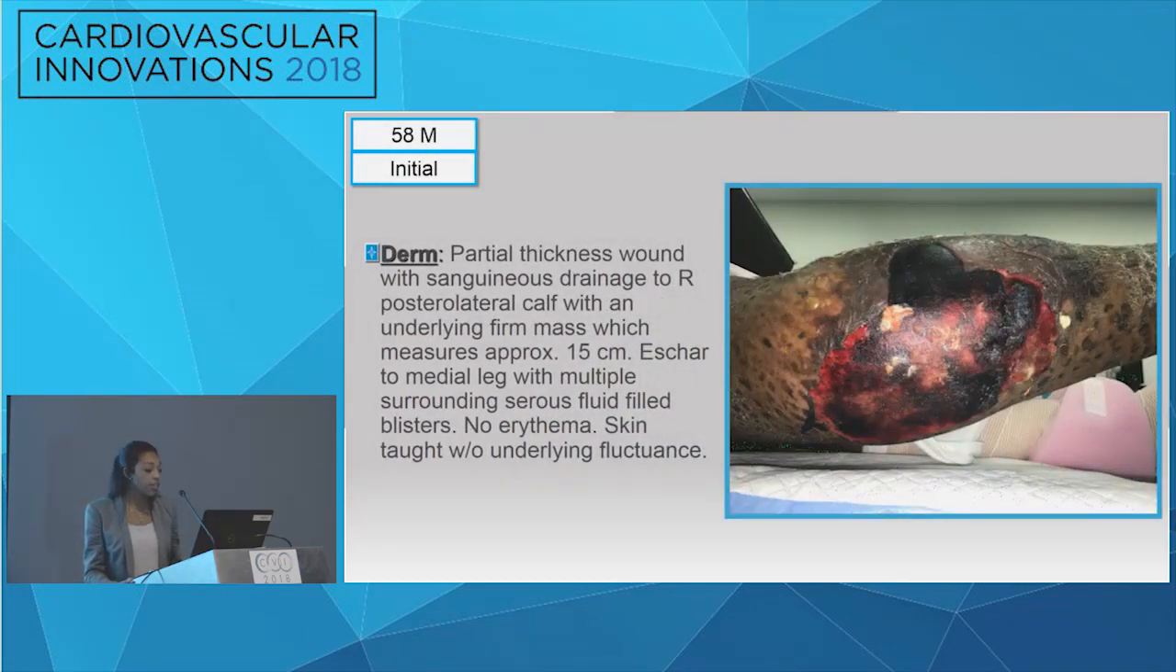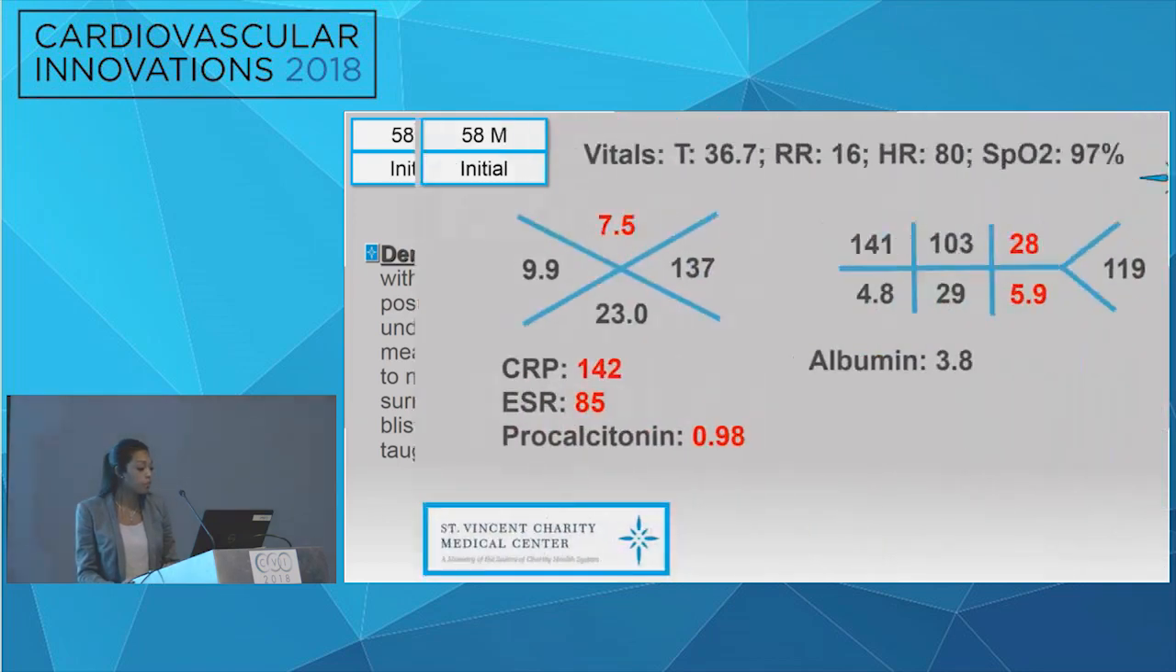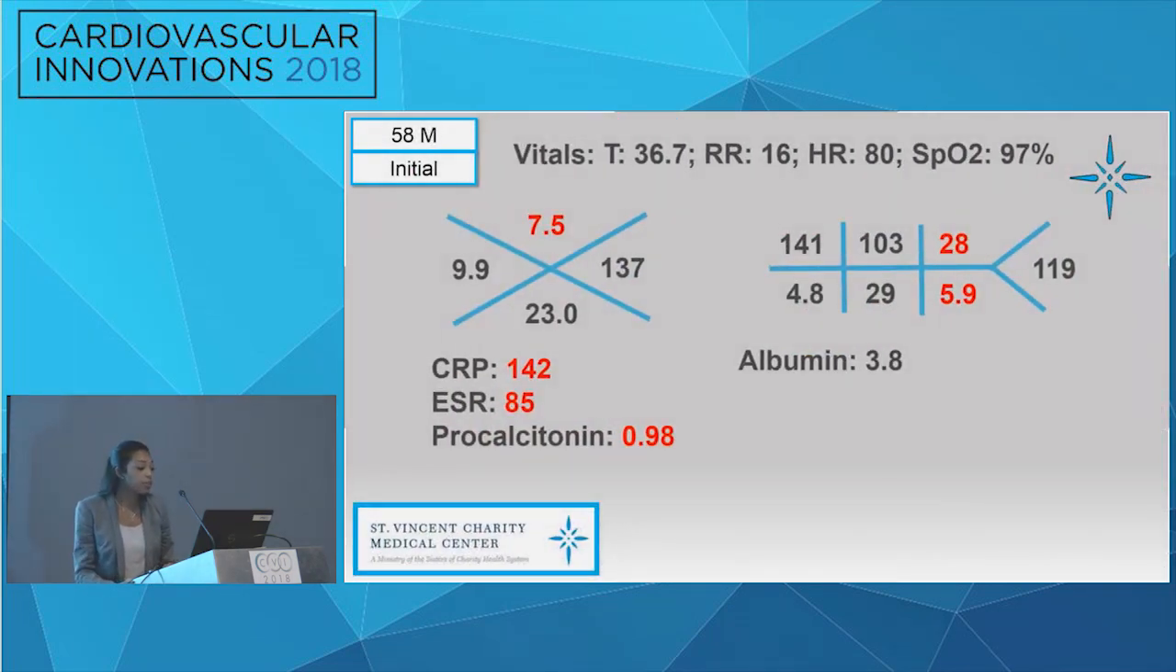On dermatologic exam, the patient has a partial thickness wound. He did have some sanguineous drainage noted there with an underlying firm mass that measured approximately 15 centimeters in diameter. There was also a large area of eschar to the medial leg with multiple serous fluid-filled blisters surrounding. There wasn't any periwound erythema, the skin was very taut, and there was no underlying fluctuance noted. So he is vitally stable.